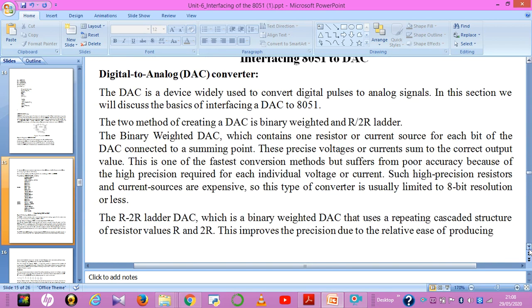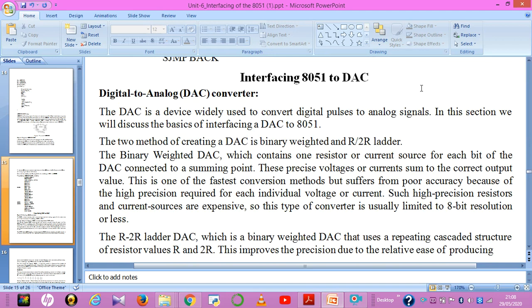Now we'll go for interfacing 8051 to DAC. This is to convert digital to analog. You can generate different formats of waveforms using a microcontroller. Then you need a DAC, a digital to analog converter, to convert digital pulses to analog signals. It is mainly used to generate different types of waveforms.